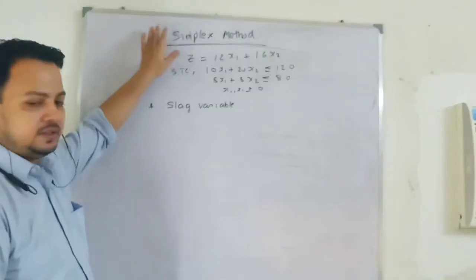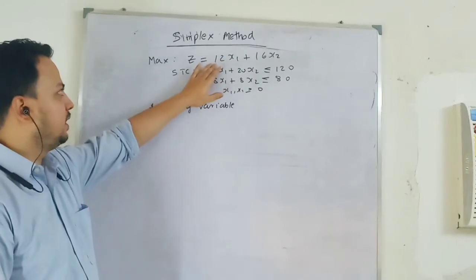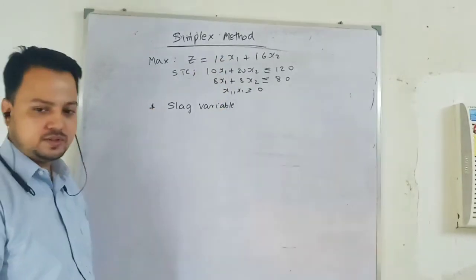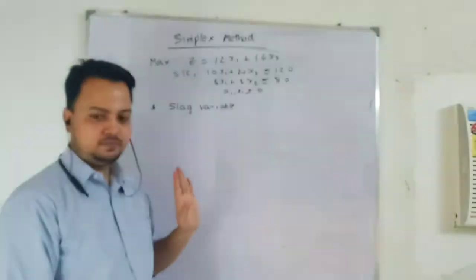So we are doing the simplex method. We have this maximization problem. This is my objective function, subject to constraints. First thing, we convert it into standard form. It is already given in standard form.